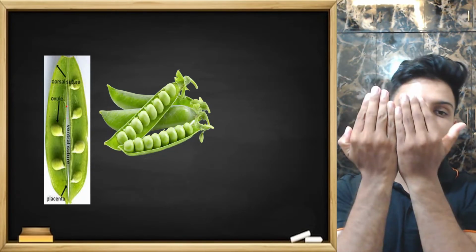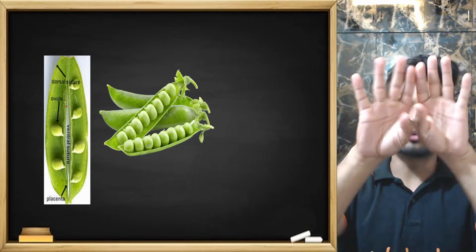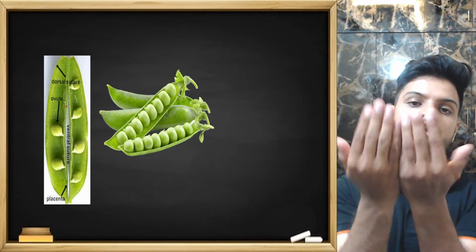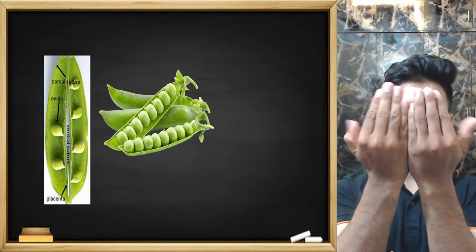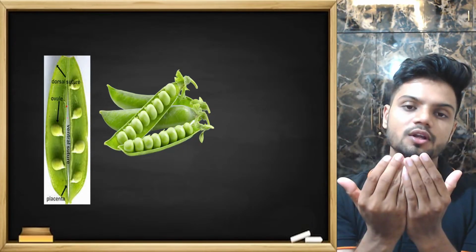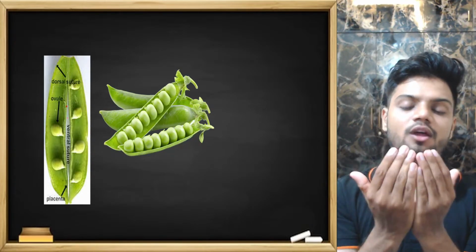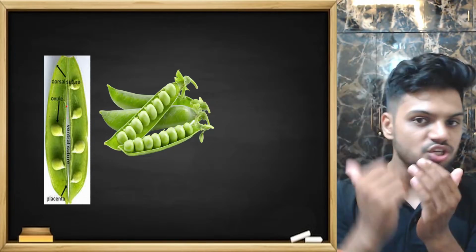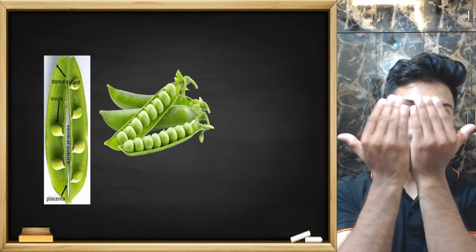That is called the ventral suture. The outside part, when the pod opens, is called the dorsal suture. The inner part is called the ventral suture. So where are all the ovules attached? All the ovules are attached at the margin, in the ventral suture.